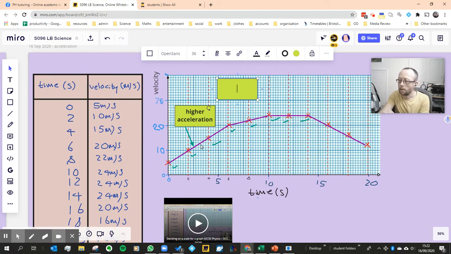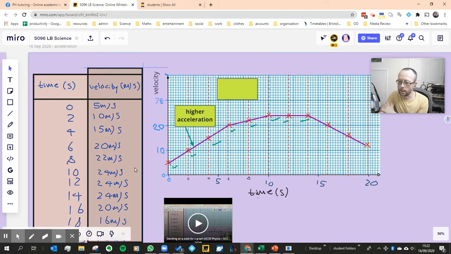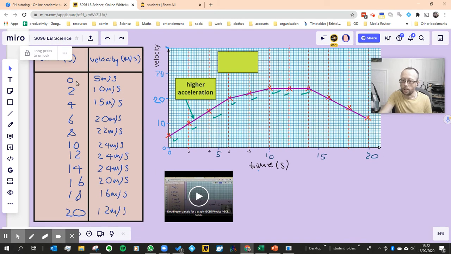So we've plotted our graph using this results table. If we look at the results table, the time is going up in equal amounts every 2 seconds. And then the velocity, to start off with, goes 5, 10, 15, 20, goes up in 5s. And then it starts to go up in 2s for these 3. And then it doesn't change at all for these 3. Then it actually goes down for the rest of it. It goes down in equal amounts. It goes down in 4s, so 24 to 20, 20 to 16, 16 to 12.